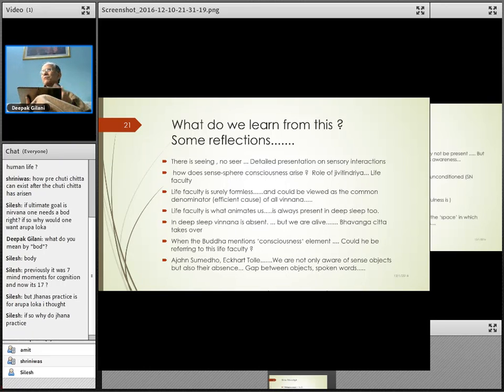There are 7 universal mental factors which are present with every chitta, and Jivit Indriya is one of them. And there are 2 Jivit Indriyas. One is the life faculty of mind, the other is the life faculty of body. So they are all well recognized as mental factors which are present. But since they are universal, their role is not usually spoken of in the Abhidhamma.